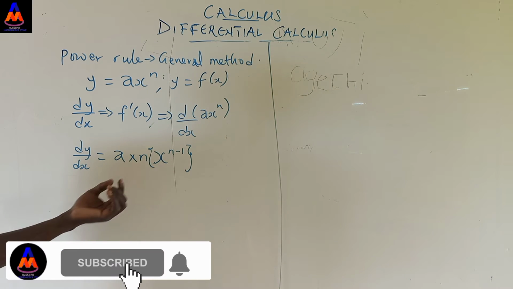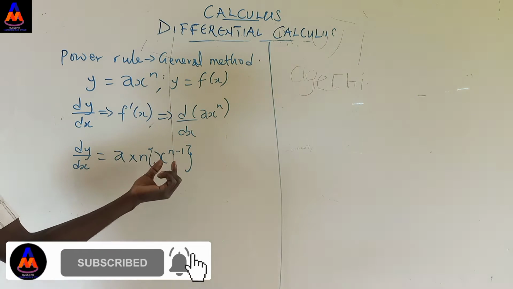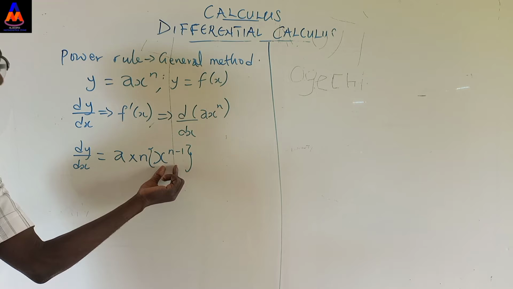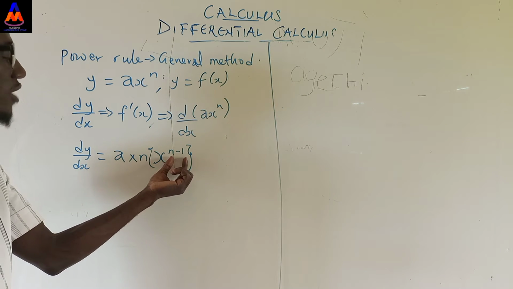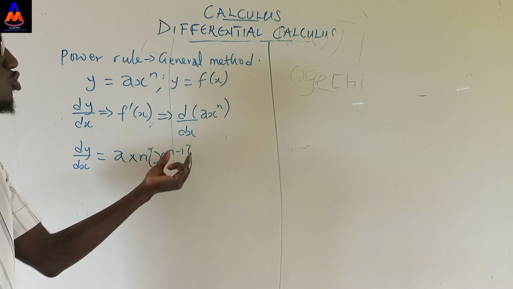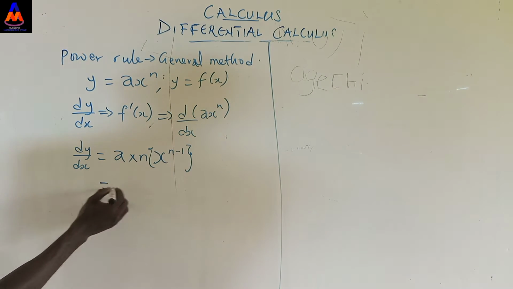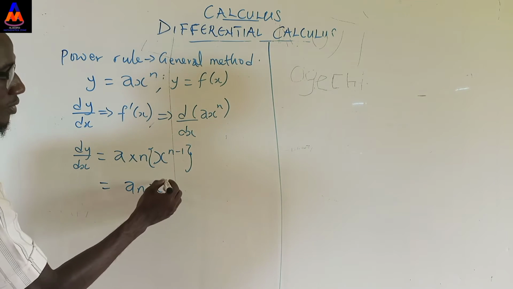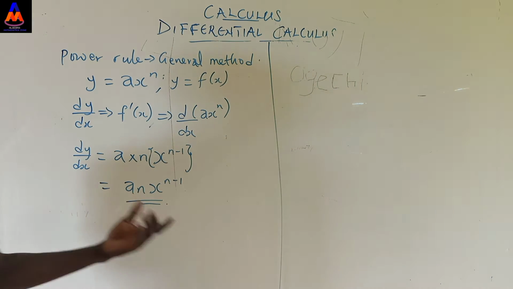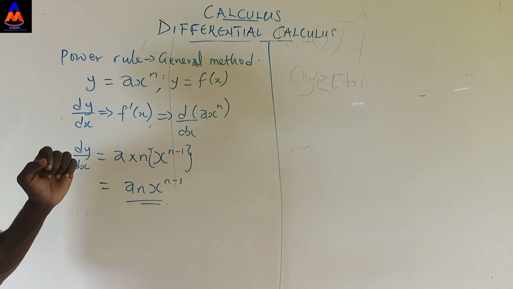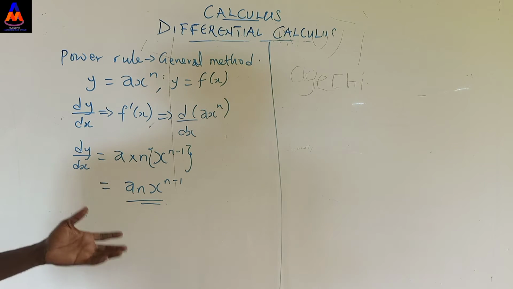What we have done is that the power at the top of our independent variable will be brought down, and used to multiply any coefficient. After you have brought it down, you then subtract 1 from the power. Then this is a n x raised to the power n minus 1. So this is the general approach that we use in finding the derivative of any function.